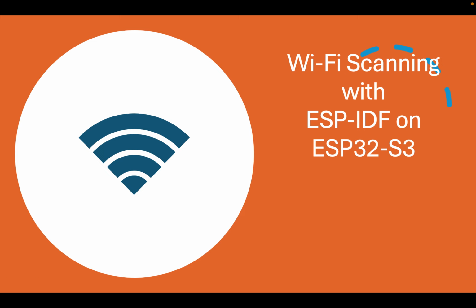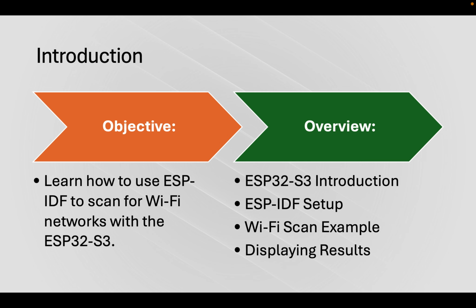Let's look at Wi-Fi scanning with ESP32-S3 using the ESP-IDF development platform. The objective is to learn how to use ESP-IDF to scan for available Wi-Fi networks in the vicinity with the ESP32-S3 as the target platform. We go through the ESP32-S3 introduction and then ESP-IDF setup. Then we look at the code for the Wi-Fi scan example and how to interpret the displayed results.